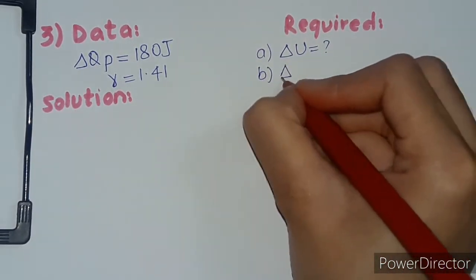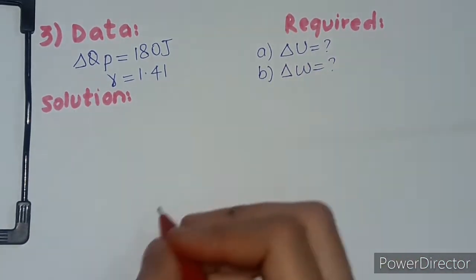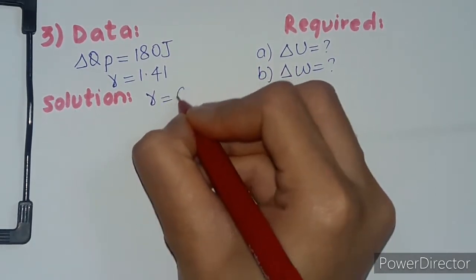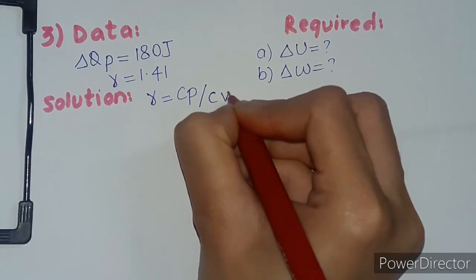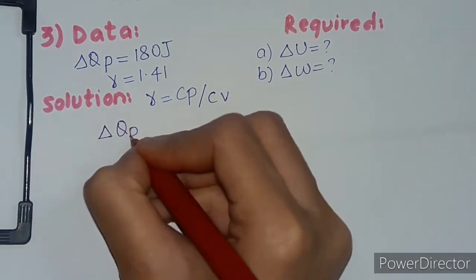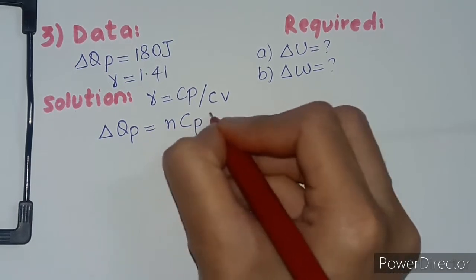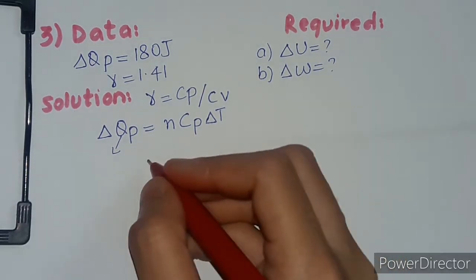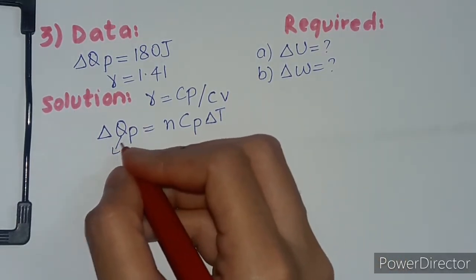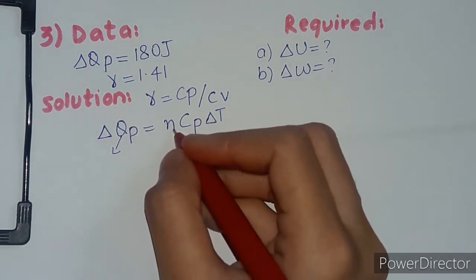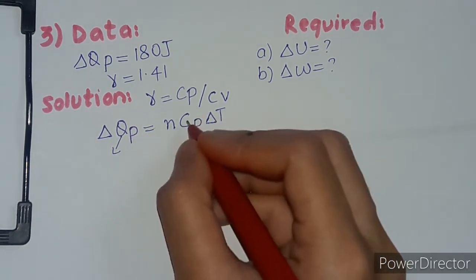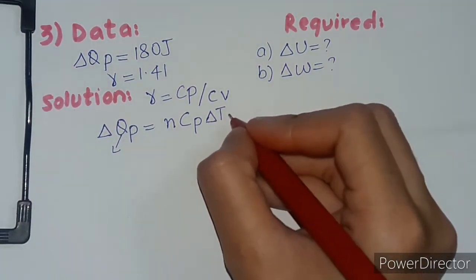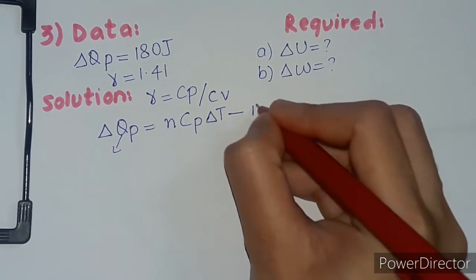Then we have to find the change in work done. So we will use the formula gamma is equal to Cp divided by Cv. We know that del Qp is equal to n Cp del T. This is the amount of heat at constant pressure, n is the number of moles, C is the molar specific heat constant, and del T is the change in temperature. This is equation number 1.